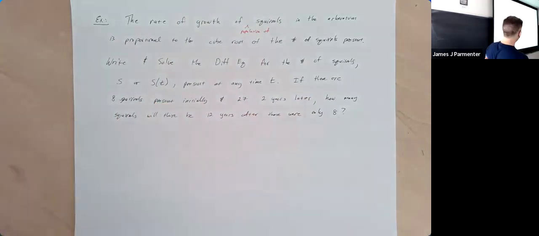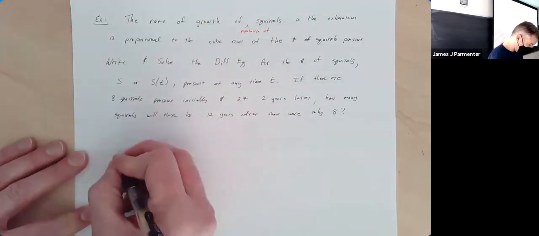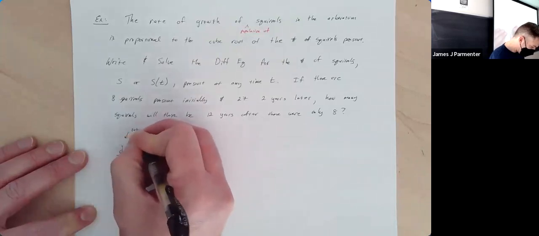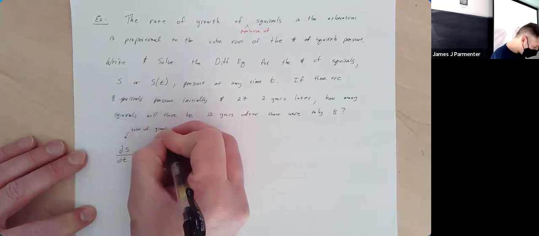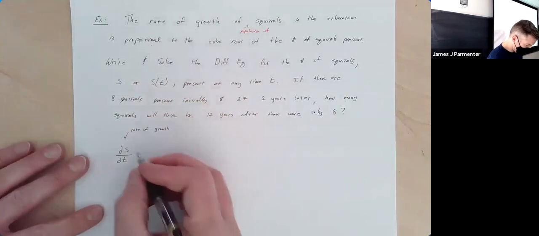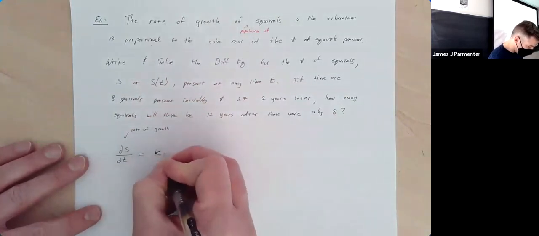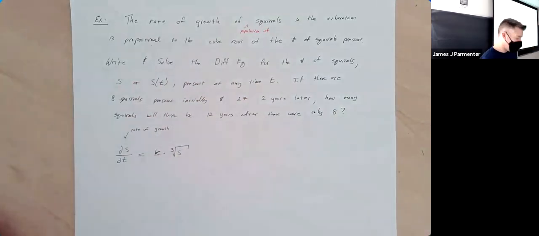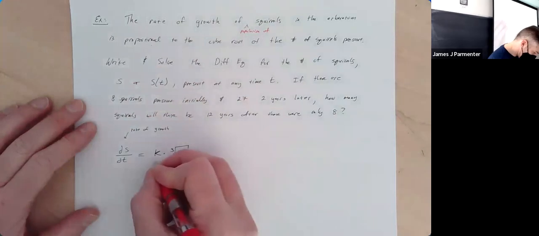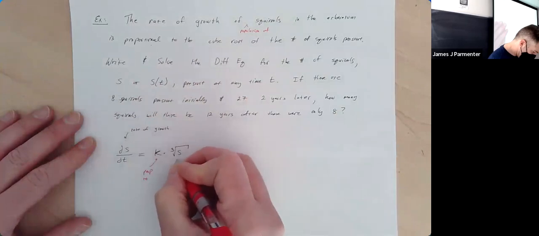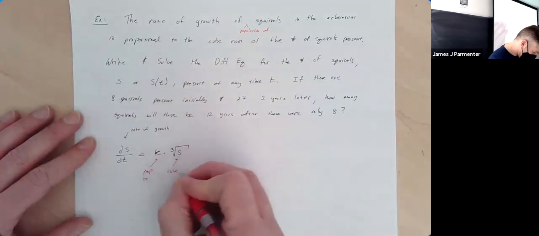So our differential equation, not too terrible. The rate of growth, okay, so rate of growth is dS/dt, that's our rate of growth of the population, is proportional to the cube root of the number of squirrels. Great, so it's equal to a multiple of the cube root of the number of squirrels. There's our differential equation. Proportional to the cube root of squirrels.